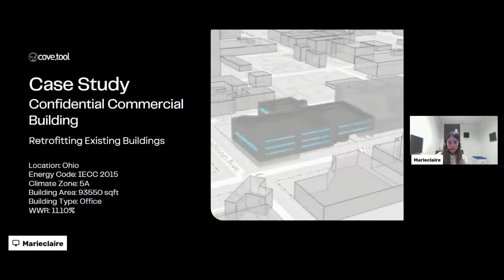Now, to finish, I want to introduce you to the case study. This is a confidential commercial building. It was a retrofit. The client moved to this location in 1976. So basically, the building was there before the energy codes were even a thing. So that was the biggest challenge. It's located in Ohio. The energy code at the moment that we started the project was IECC 2015. Climate zone is 5A, and the building area of the project is 93,550 square feet. Like I mentioned, it's an office, and the window to wall ratio is 11.10, so very low.